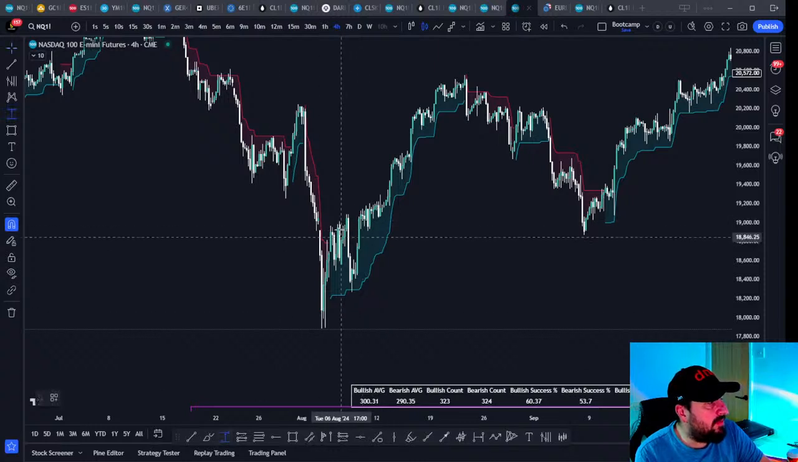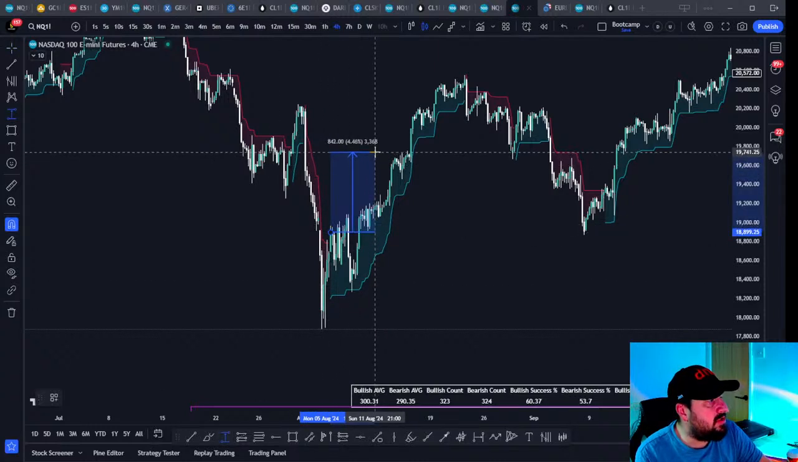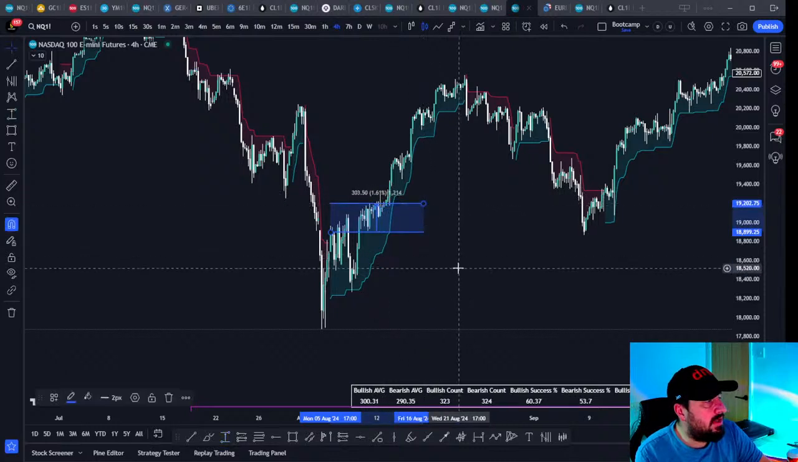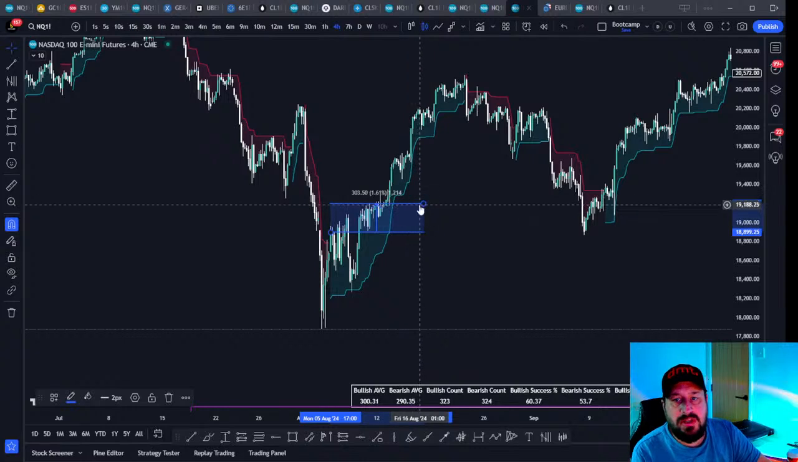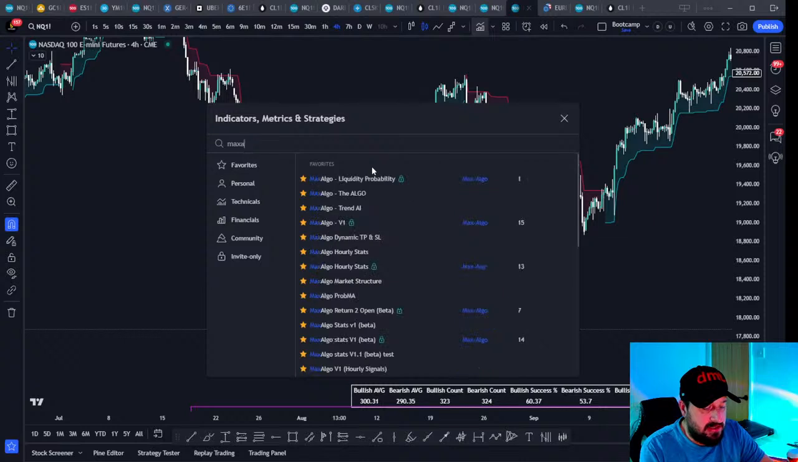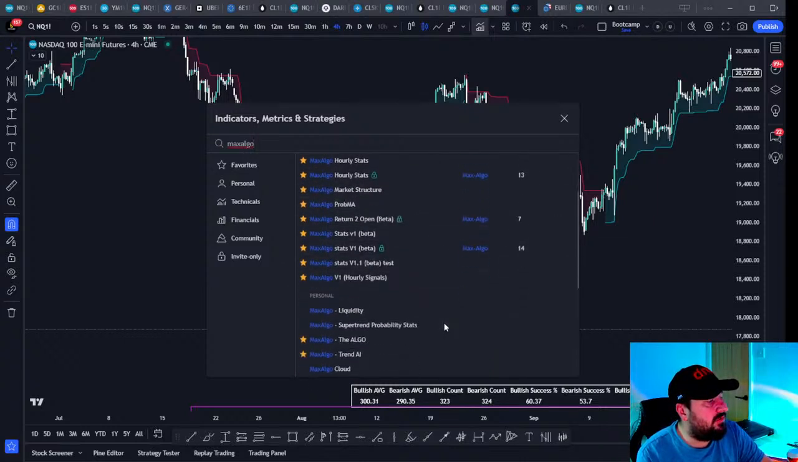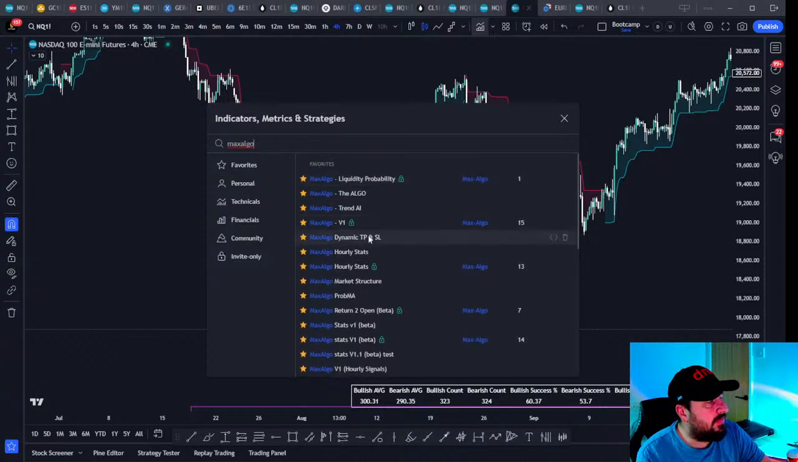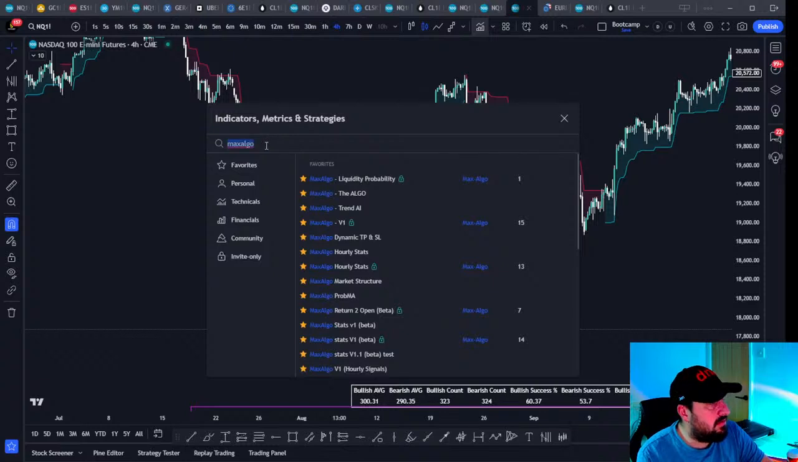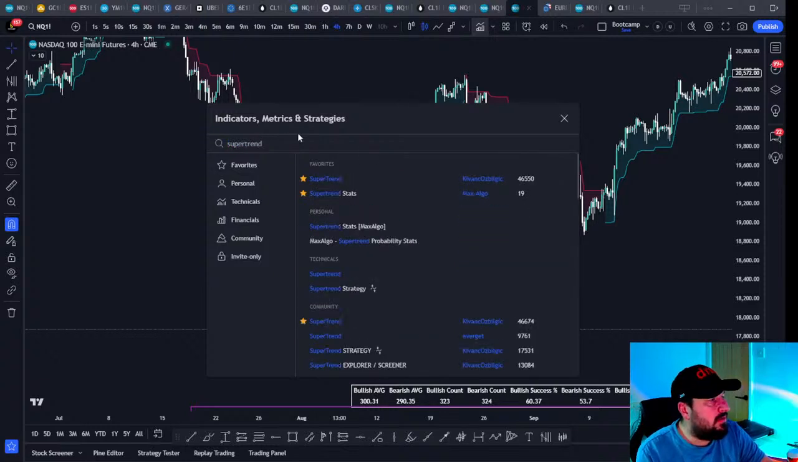So obviously this isn't part of my strategy in Max Algo. It's just if people do use it, then, right? It's just a probability. It's a free indicator. You can go on TradingView, just search Max Algo, and it'll come up with the super trend for you. Obviously I've got a lot of other indicators on Max Algo, but you can see there super trend with probability stats. I think also if we search super trend, it's super trend stats there, yeah. Super trend stats by Max Algo. Free indicator.